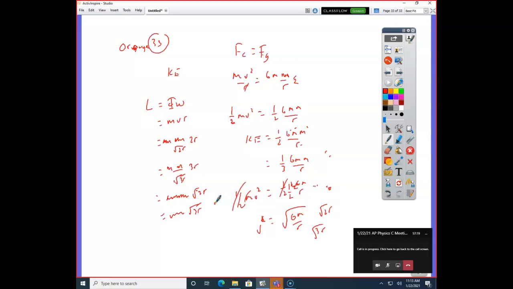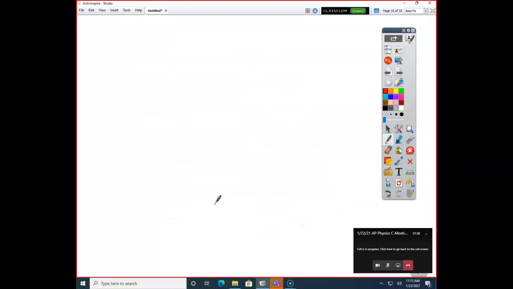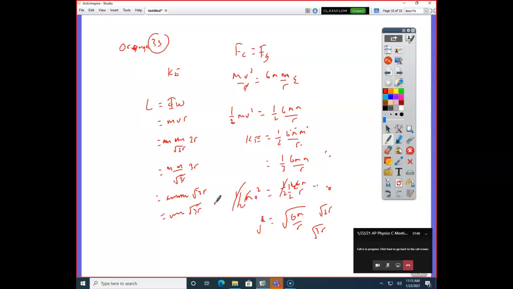So the 3R one's going to be bigger. So the farther out, it's going to have bigger angular momentum, but less kinetic energy. So now I've got to figure out which is S3. S3 has less kinetic energy and more angular momentum. All right.